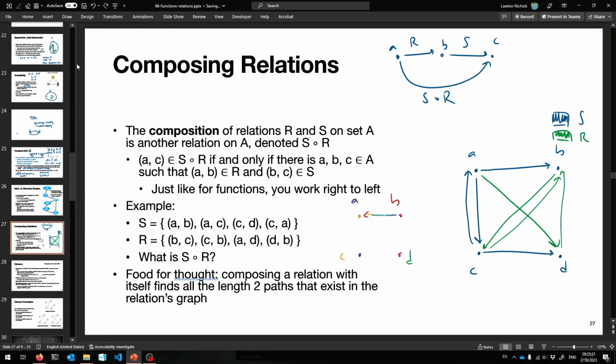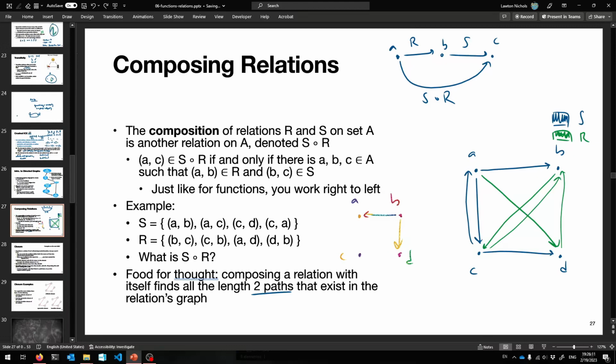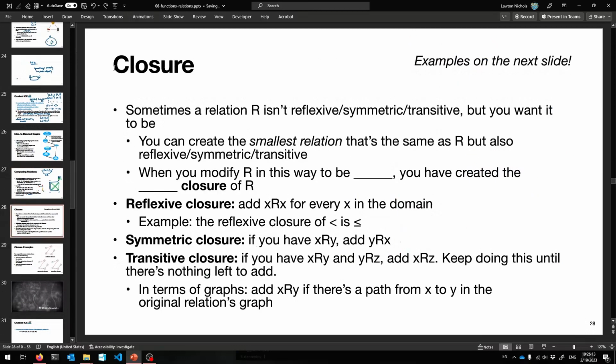If you're composing a relation with itself, it's even easier. If you compose a relation with itself, it's just find all the length 2 paths that exist in the relation's graph, which makes it very easy. Like here's the length 2 path. Now I know that that is there in the composition. All right, so think of that, and that should be helpful. That's going to lead us into this idea called closure. Okay, so I'm going to give you an example on the next slide.